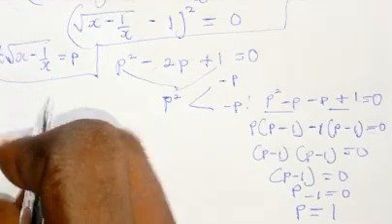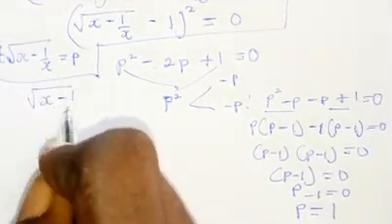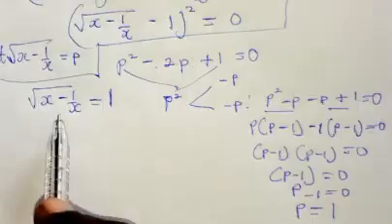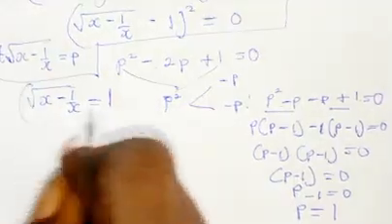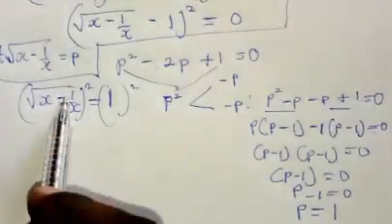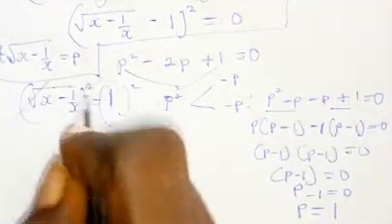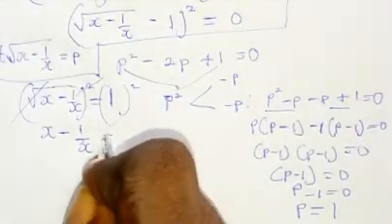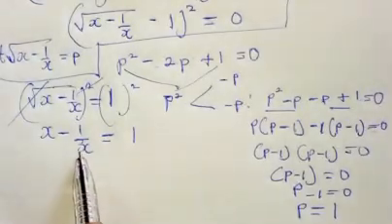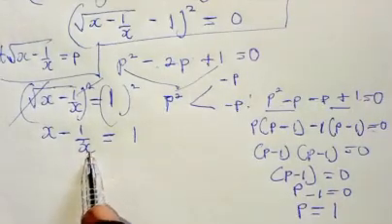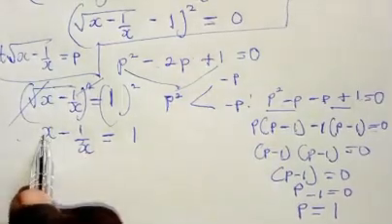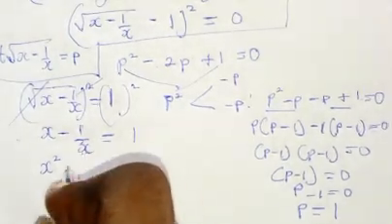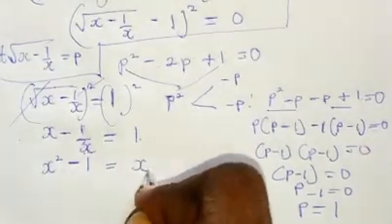Therefore, it means root x minus 1 over x is equals to 1. So now, when this is equals to 1, let's square both sides in order to eliminate the root. So we have this cancel out this. We have x minus 1 over x is equals to 1. So now, to eliminate the fraction, we need to multiply all through by x. So x multiplied by x, we have x squared. 1 over x multiplied by x will cancel out, we have minus 1. And 1 multiplied by x, we have x.